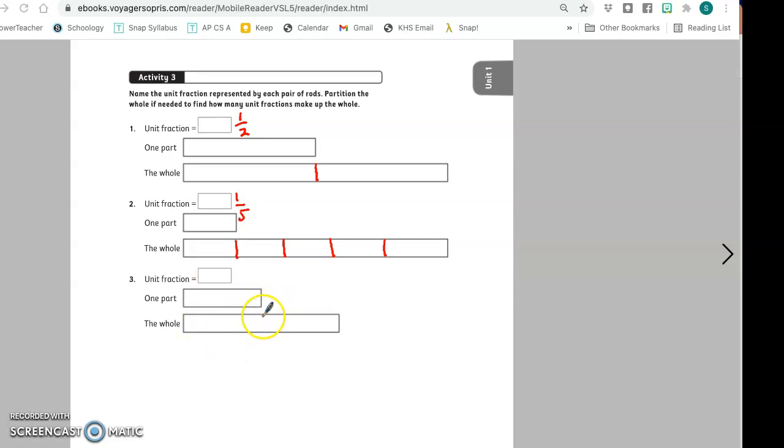All right, here, how many parts make up this whole? This is one part, 2 make up the whole, so my unit fraction again here. Easy.